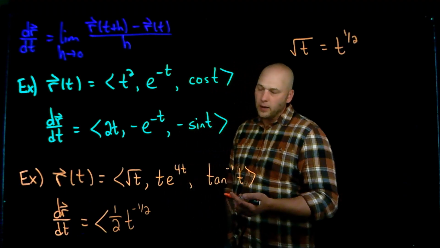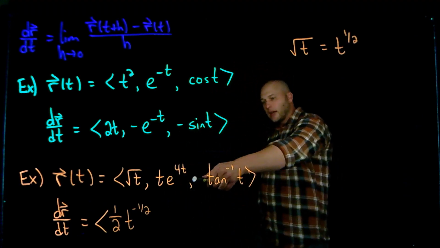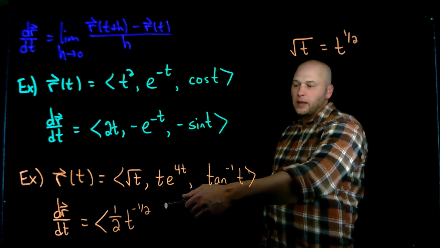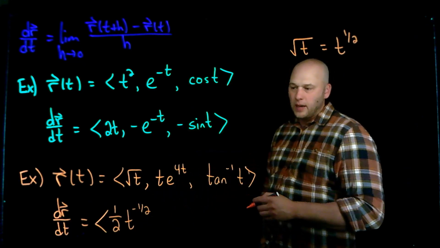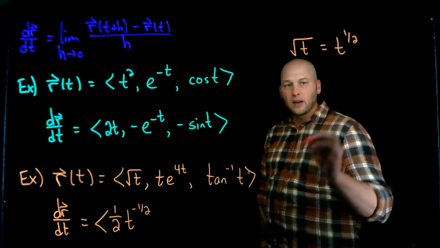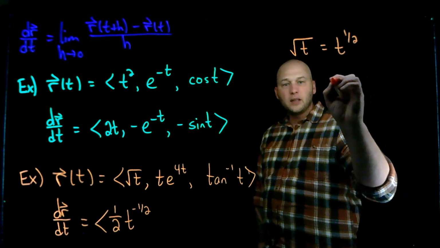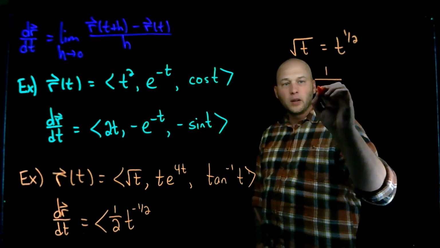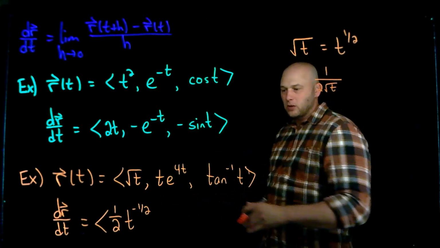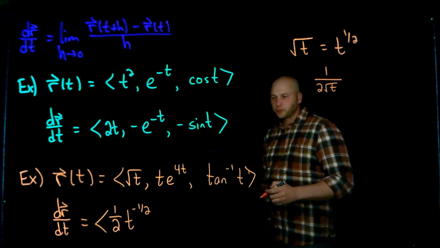Certainly I could rewrite that expression so the negative exponent becomes positive if I flip the t to the denominator, and then that 1/2 could become a square root again. So really that expression that I just wrote, the 1/2 t to the negative 1/2, is equivalent to 1/2 root t. Just to save space over here, I'm not going to rewrite the whole thing.